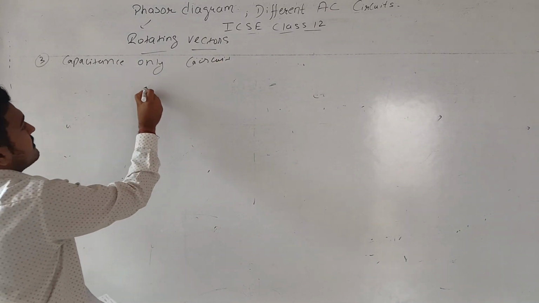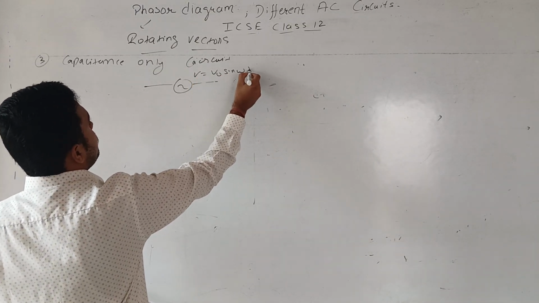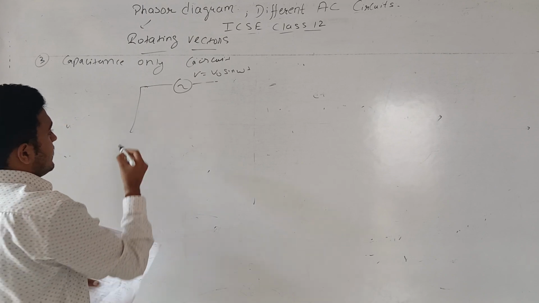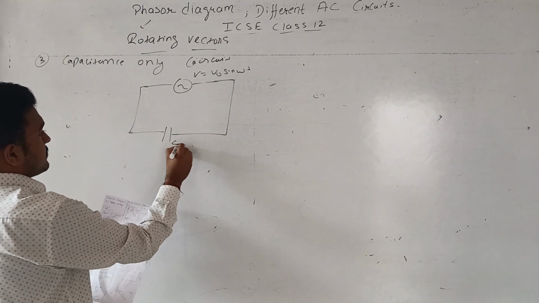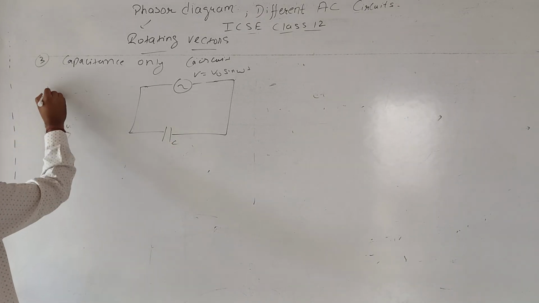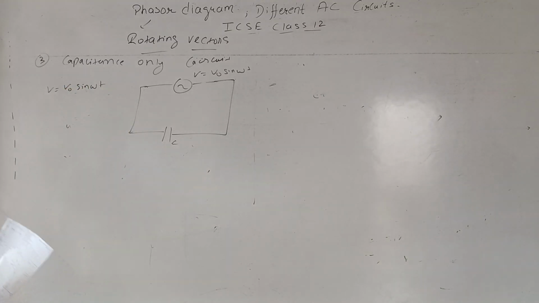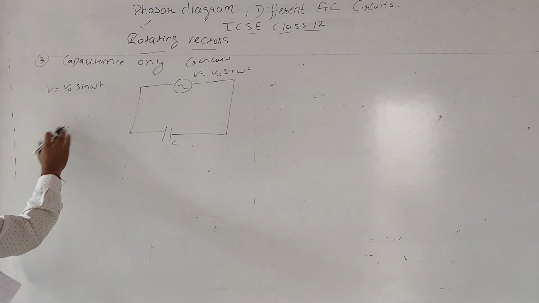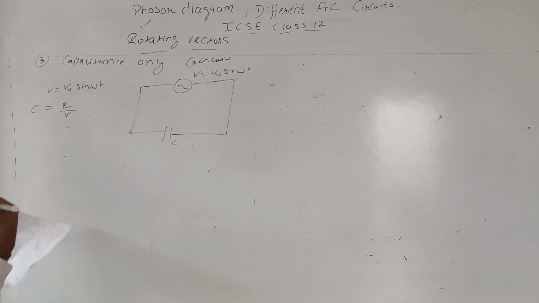So for a capacitance only circuit, we have V is equal to V naught sin omega t. Here we have only a capacitor C. What is the relation between current and potential for a capacitor? In a capacitor we have capacitance is equal to Q by V. Charge stored per unit potential is the capacitance.